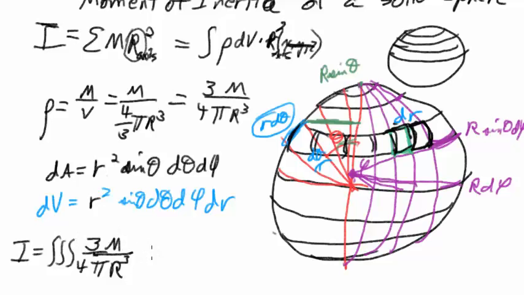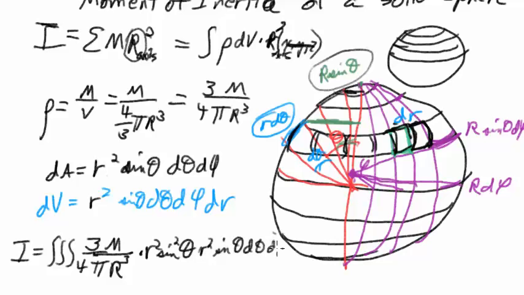And then we're going to multiply that by this r from the axis, and that r from the axis is this r sine theta, actually lowercase r sine theta, because that r is changing. And then we're going to multiply that, that's squared, r sine theta squared, by our differential volume element, which is r squared sine theta d theta d phi dr.